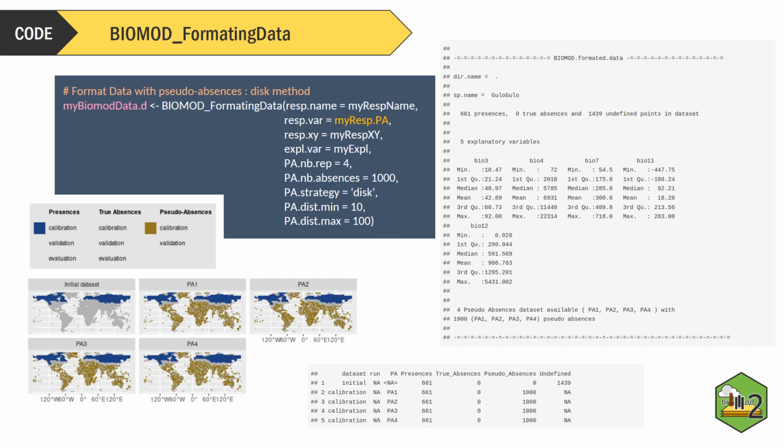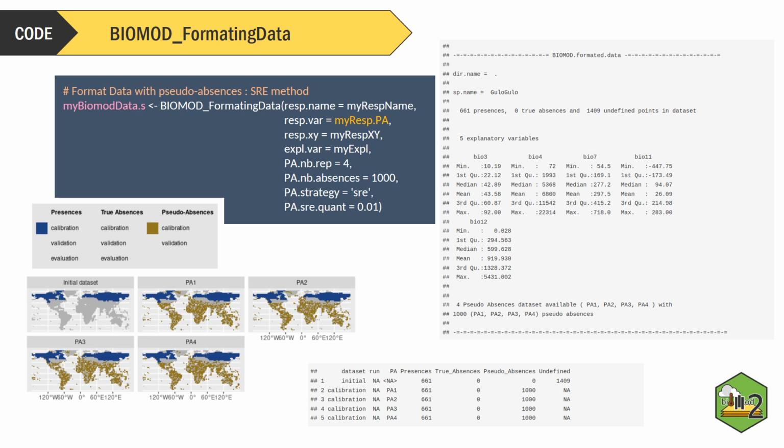What you must keep in mind for the disk method is that minimum and maximum distances from presence points to sample pseudo-absences must be given in the same unit as the projection used for your coordinates and variables maps. Here, the projection used is WGS84, which is using degree units. So as you can see on the graphics, it means that pseudo-absences must be at least 10 degrees away from presence points and maximum 100 degrees away, which is off map here.